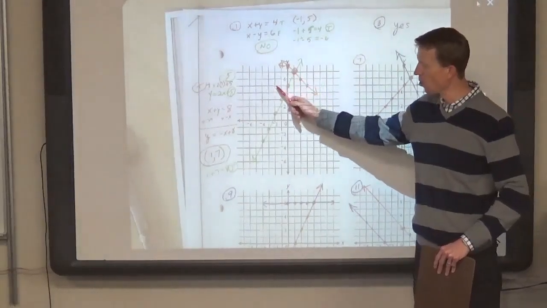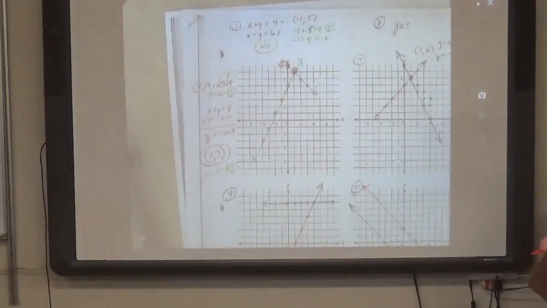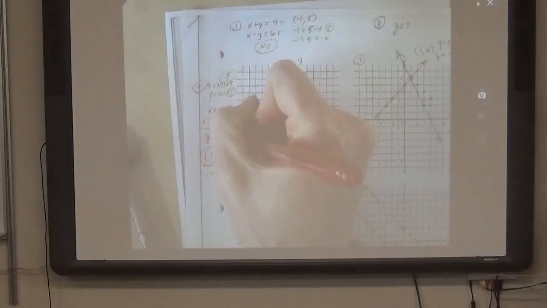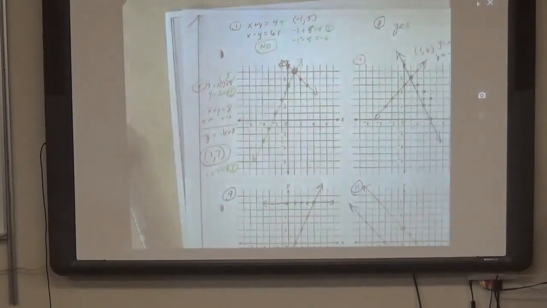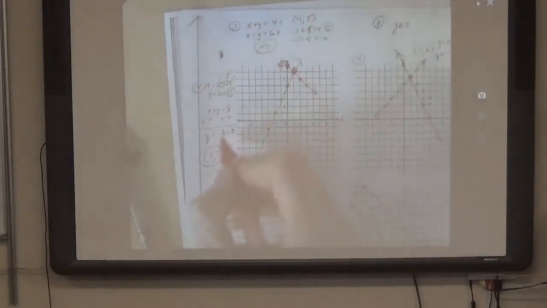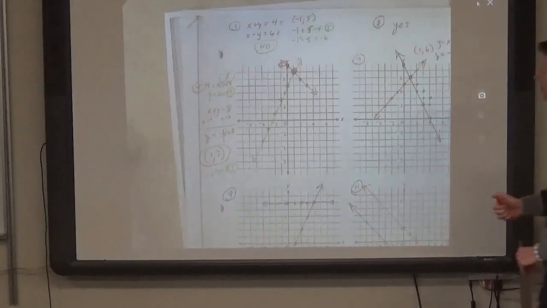Because the slope is negative, negative what? Negative 1. Look, it's a negative x, and you can think of that as just negative 1. So you go negative 1 over 1 and mark that point.